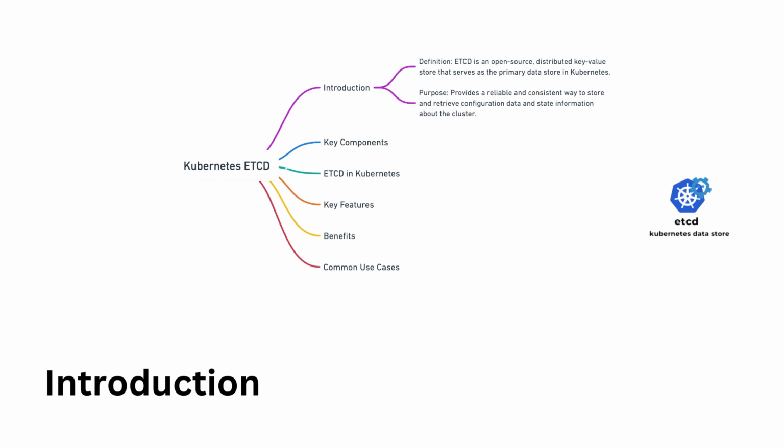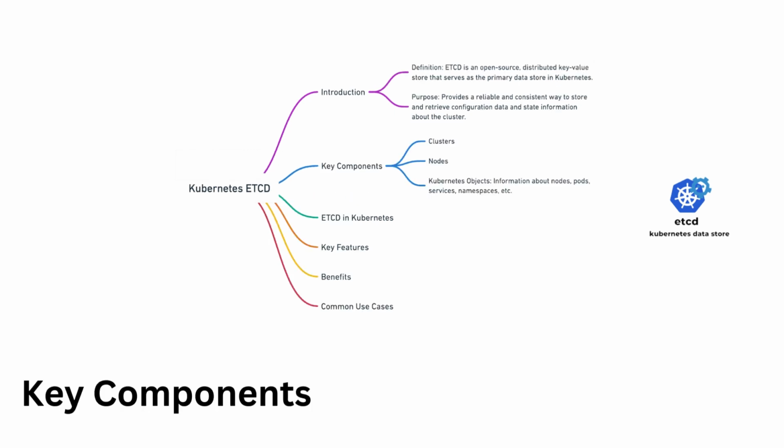In Kubernetes, etcd stores the entire cluster state. This includes information about the nodes, pods, services, namespaces, and other Kubernetes objects.